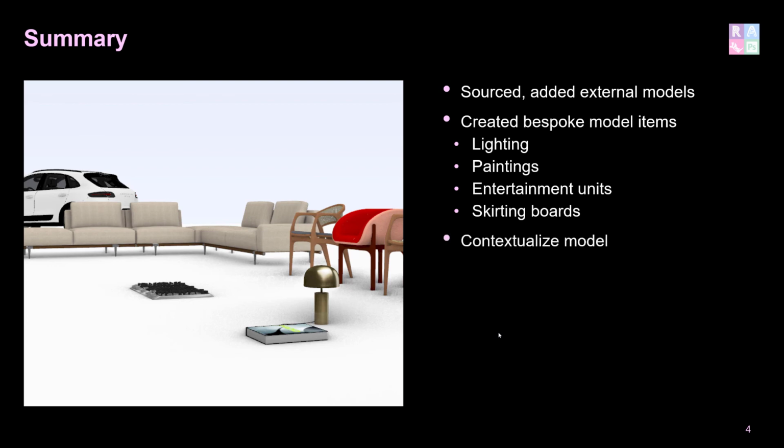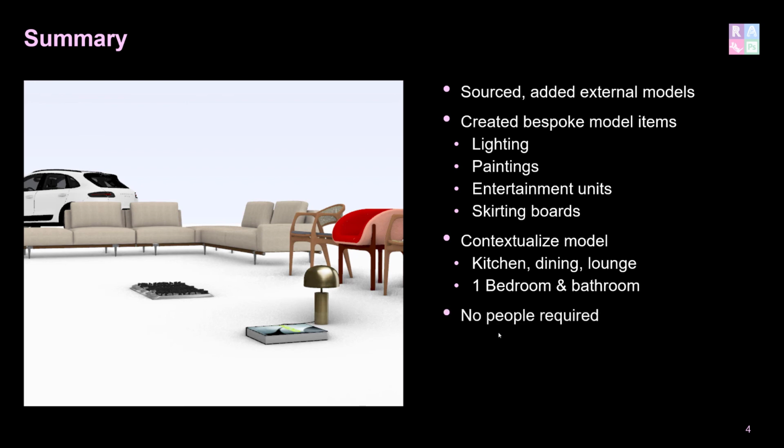So from this point onwards, what you're to do is to contextualize your model, fit out your model completely, and that includes the kitchen, dining, and lounge spaces. It also includes one bedroom and at least one bathroom. You want to avoid adding people. There's no requirement to do so.